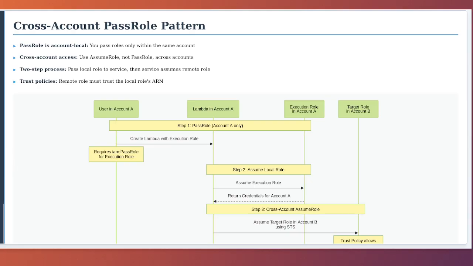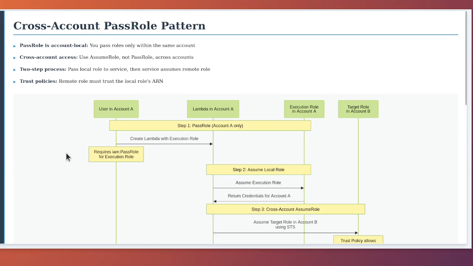Cross-account PassRole is one of the most misunderstood aspects of IAM because many people expect to pass roles directly across account boundaries, but that is not how AWS actually works. Understanding the correct cross-account pattern is essential for building secure multi-account architectures. Let's walk through the complete flow step by step using the sequence diagram.